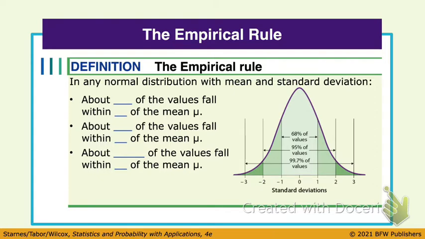In any normal distribution that has a mean and a standard deviation, about 68% of the values in that distribution are within one standard deviation of the mean. So if I go from the mean and I go up one standard deviation and down one standard deviation, I have captured 68% of the data. That's over half. That's the majority of the data. 95% of the values are within 2 standard deviations of the mean.